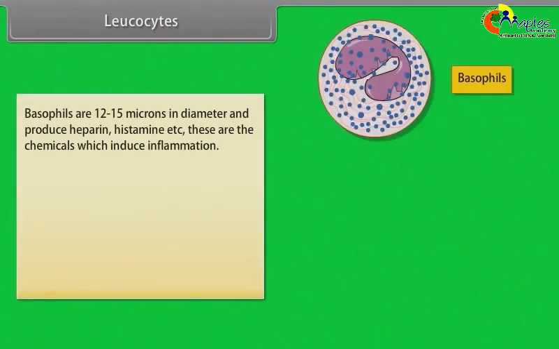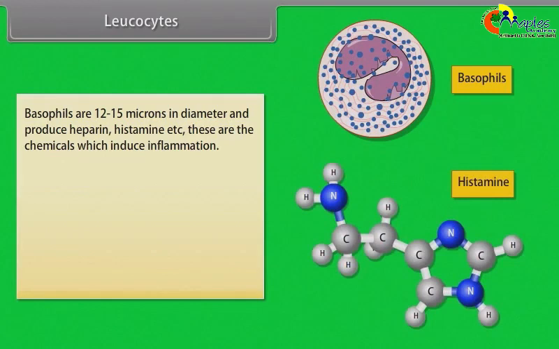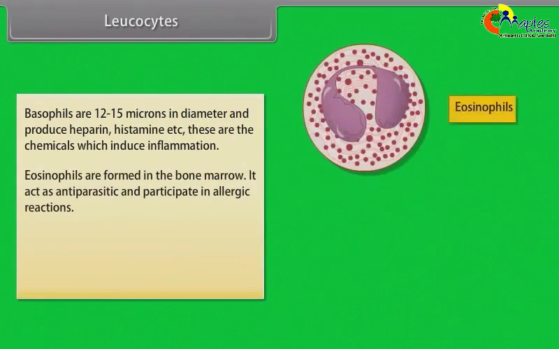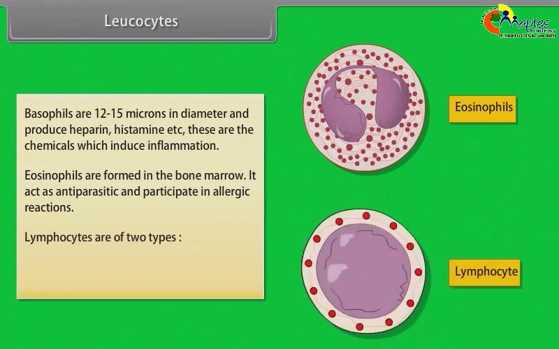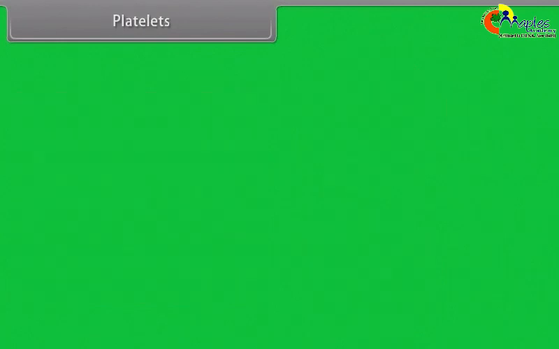Basophils are 12 to 15 microns in diameter and produce heparin, histamine, etc. These are the chemicals which induce inflammation. Eosinophils are formed in the bone marrow. It acts as anti-parasitic and participates in allergic reactions. Lymphocytes are of two types, B and T lymphocytes. They fight with diseases.